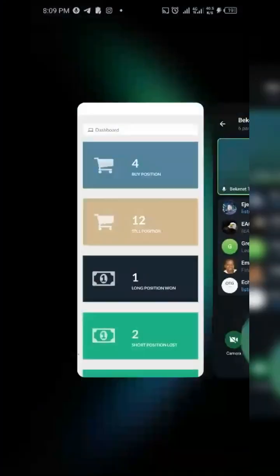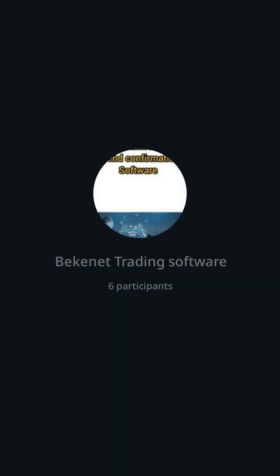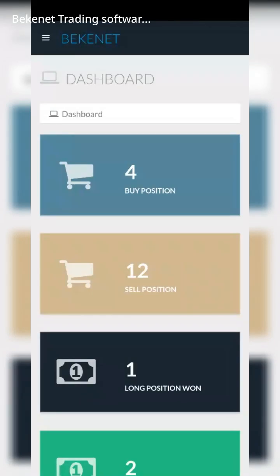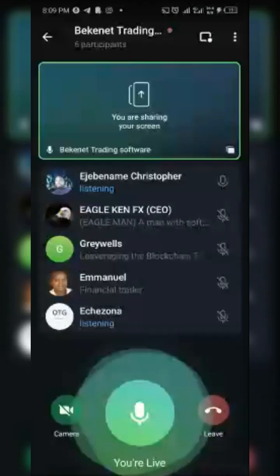So I am going to go into the app. This is the app. If you subscribe to this platform, be it synthetic, be it forex, be it pay as you go, this is where you're supposed to be seen. What is Bekenet Trading Software? It's a simple app.